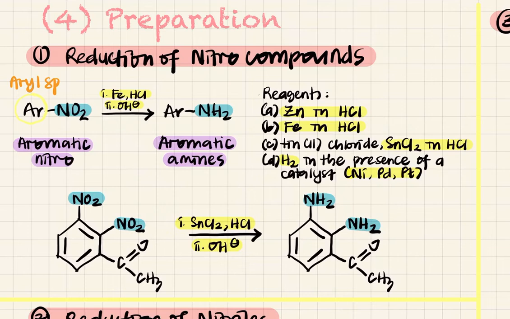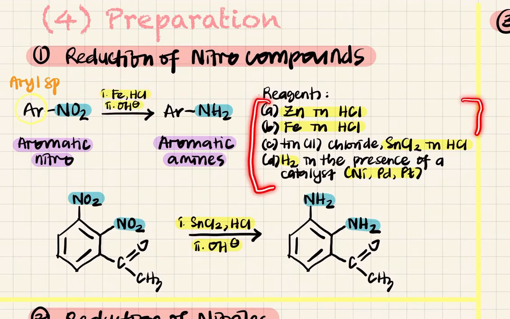Okay, so first of all, we are going to see who's the nitro compound ni. It is your aromatic nitro. Okay, so this only applies to aromatic nitro, bukan aliphatic. Okay, so you have to have an aryl group, which is a benzene ring at least. Okay, kena ada benzene ring. So and then you use these reagents.